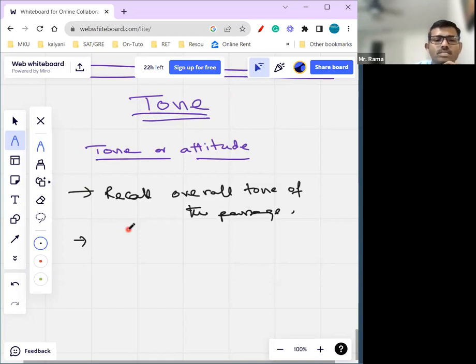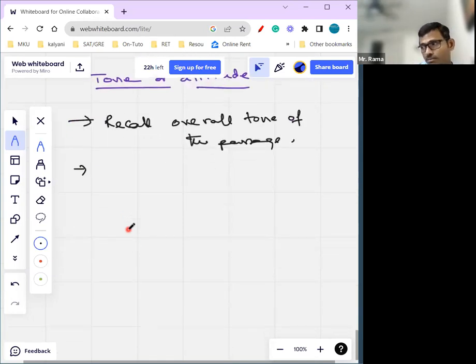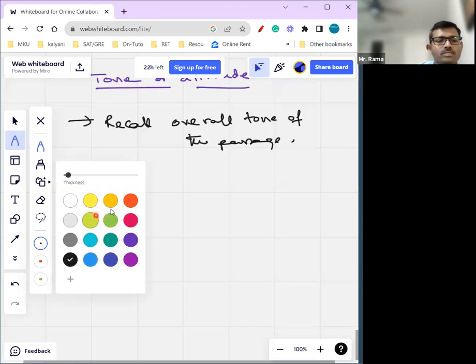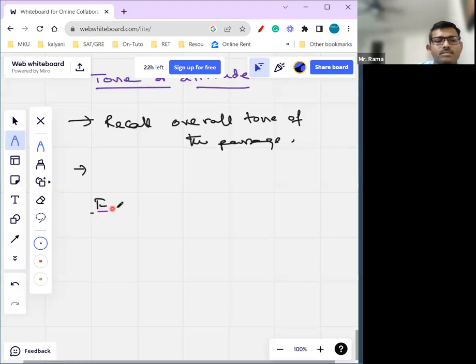But how do you see most of the tones in general? Let's say a passage or essay is expository, okay? So expository essays, and let's say if you have an expository essay, basically you might have some objective tone.